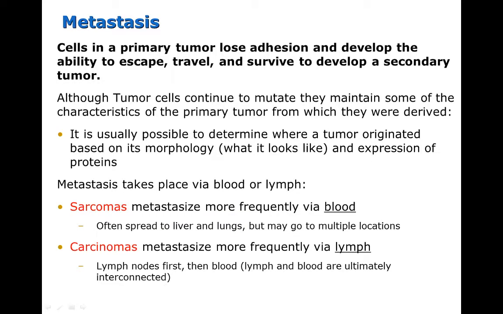Let's talk a bit more about metastasis. When cells in a primary tumor lose adhesion, escape, and travel to another point in the body, that would result in a secondary tumor. There may be some mutation, but generally we would expect the primary and the secondary tumor to look a lot alike. As mentioned, the metastasis would happen via blood or lymphatics. Sarcomas tend to metastasize more frequently via blood, while carcinomas tend to metastasize more frequently via the lymph channels.